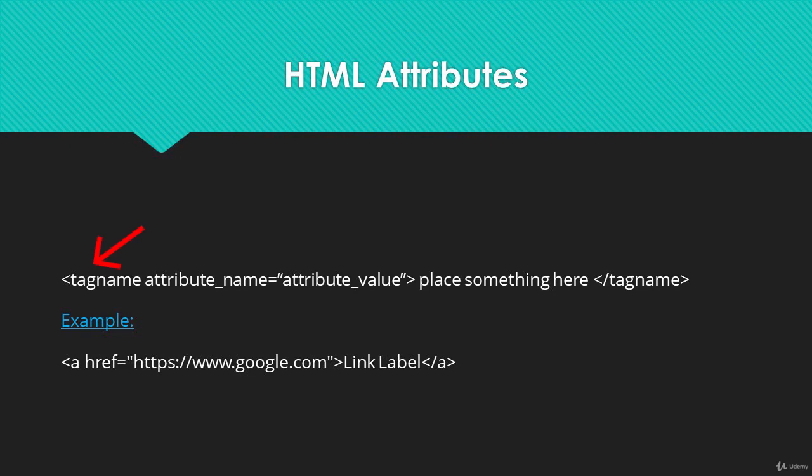All HTML tags can have attributes, which provide additional information about the tags. Attributes are always written in the start tag. HTML attributes are divided into two parts, attribute name and attribute value. Just see this example: a is a tag, href is an attribute name, and google.com is the attribute value. Each HTML tag can have different HTML attribute names and attribute values. The href attribute name is used to indicate the link's destination, where the link should go. In the example, when we click on the link label in the browser, it will redirect to google.com.